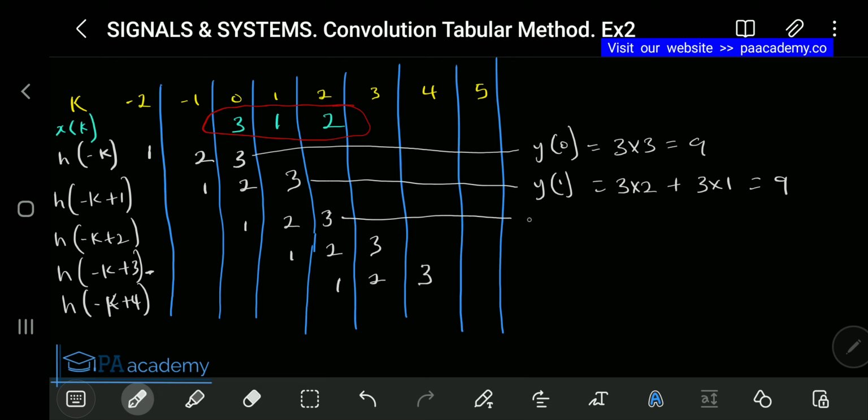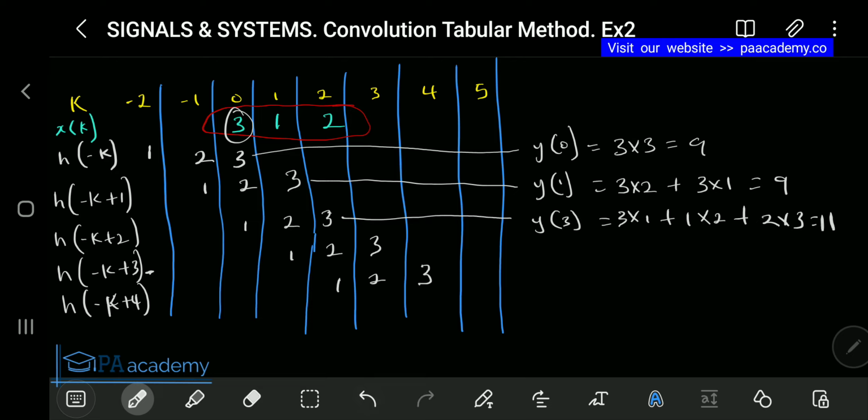So let's go to the third one. So this is going to be y of 3. For y of 3, let's see. Okay, so you can see this and this are on the same vertical line. 1 and 3 are on the same. 2 and then 3 are on the same vertical line. So we are going to multiply each of them together. So that will be 3 times 1 plus 1 times 2 plus 2 times 3. So 3 times 1 is 3, plus 2, plus 6, and that should give us 11. So that's 11.